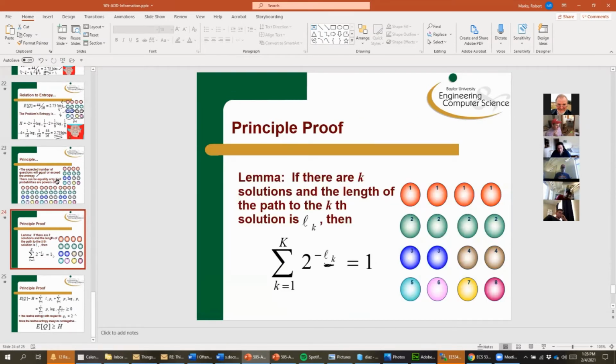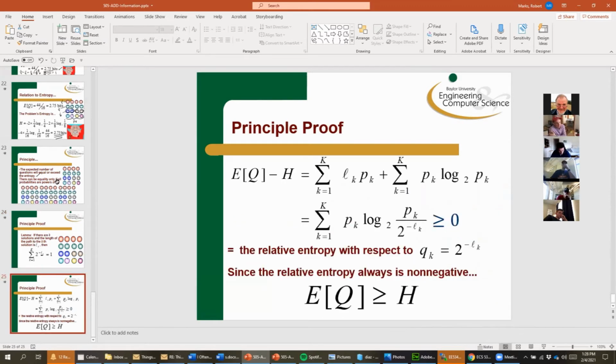So this is something which is always true. This is what we just illustrated. And if you use this inequality and look at the path lengths and look at the relative entropy, the expected value of the number of questions minus the entropy is equal to some math here. And this math shows that the expected number of questions minus the entropy is always non-negative. So therefore, the number of questions must always exceed, on the average, the total entropy.